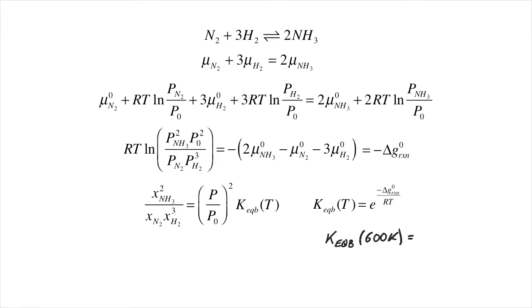As a working example, let's try to calculate the equilibrium constant and use this to predict the required equilibrium pressure for the reactor in episode A1 at a temperature of 600 Kelvin. Thus, to proceed, we need to determine delta G0 of reaction.